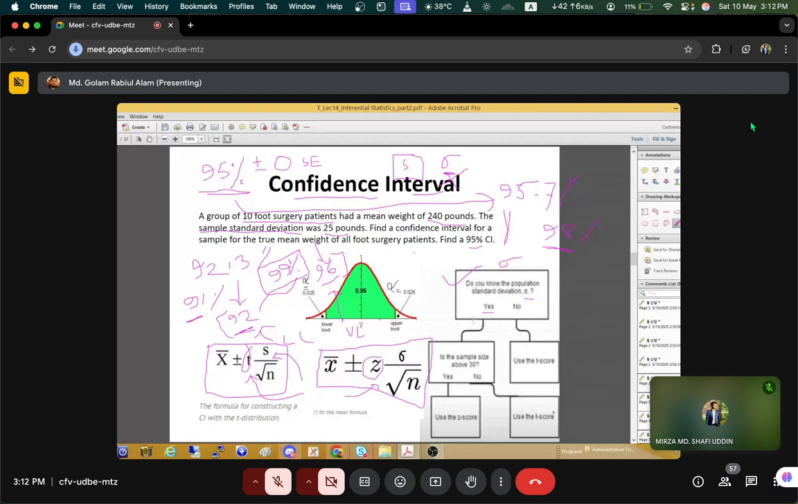Otherwise, go in this direction. So that means we know the sample standard deviation, not the population. So use the t-score, use the t-test to find out the confidence interval.